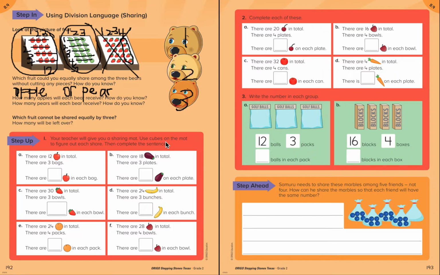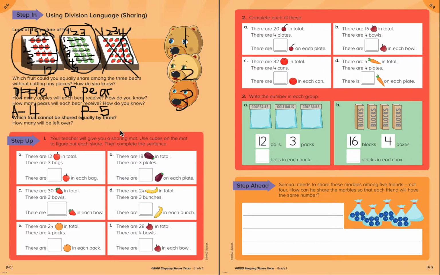Okay, the next question says, how many apples will each bear receive? So I know that we said up here that there are 3 columns, and each column has 1, 2, 3, 4. So I'm going to put an A for apple. So each bear would receive 4 apples. The next one is pear. So let's see, I have 3 columns again, and there's 1, 2, 3, 4, 5 pears.